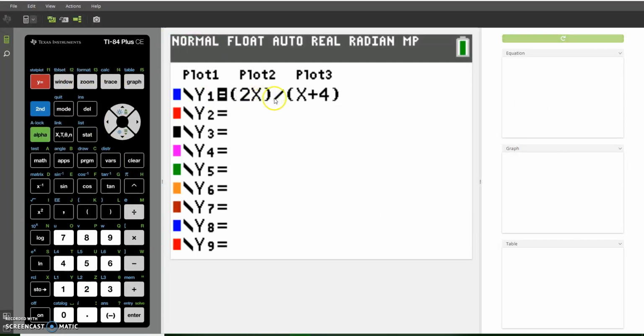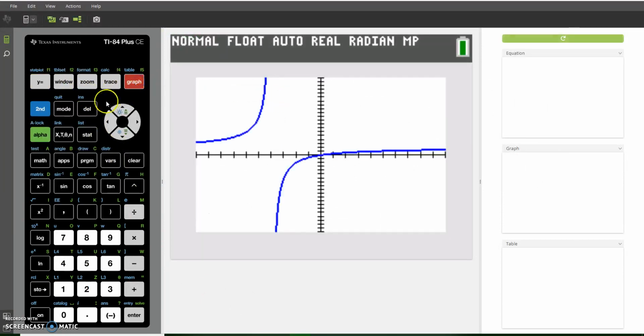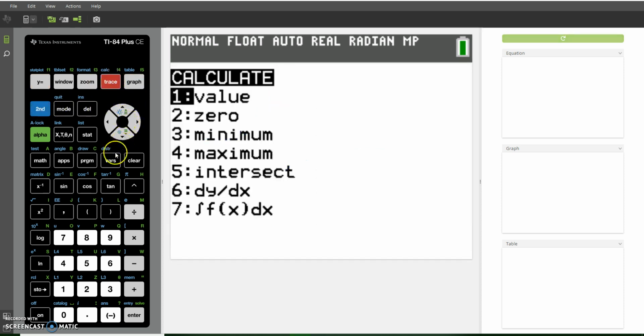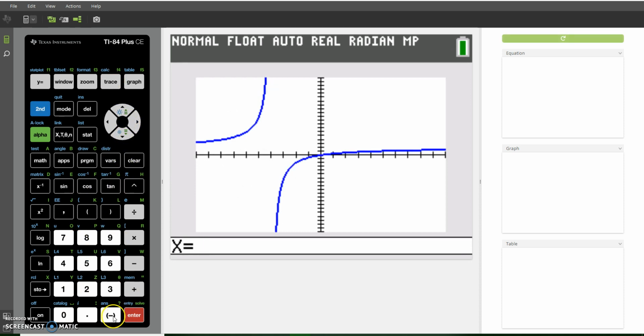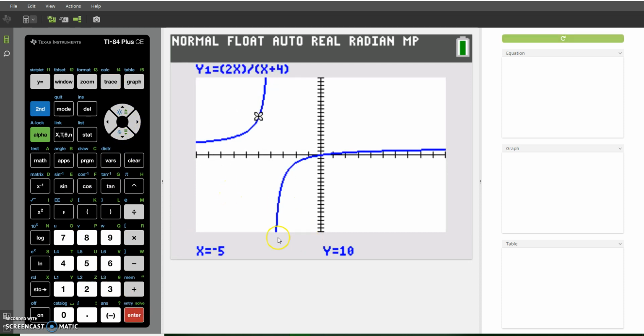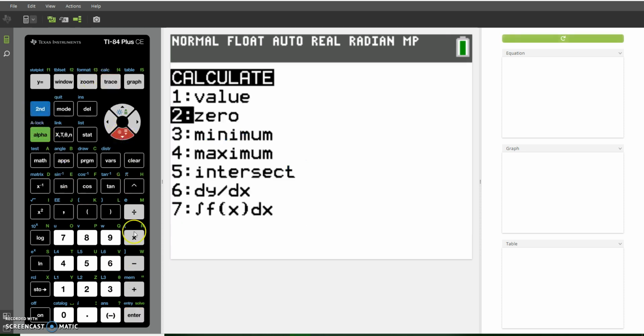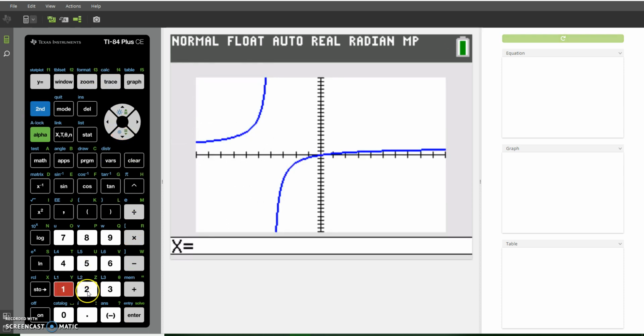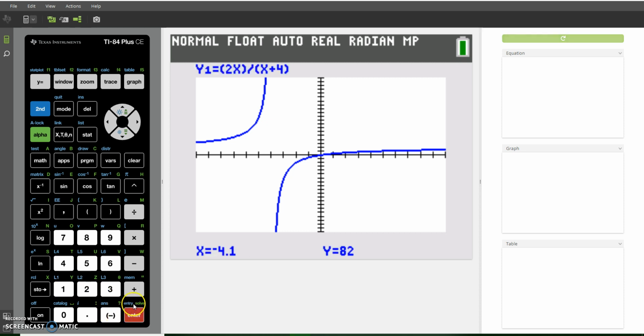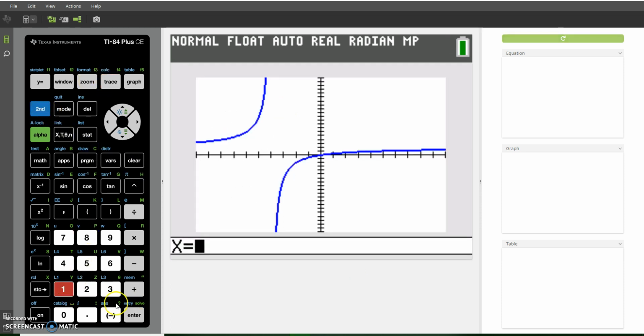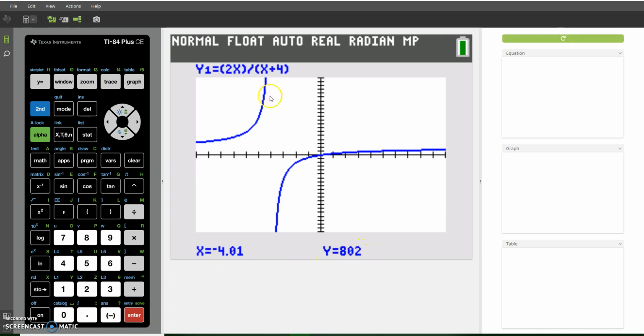So I typed in my function. I'm using parentheses around the top and bottom. Here's a graph of what we're looking at. And to get really quick numbers, I'm going to do value, and I'm going to type in -5. Notice I'm at 10. So write that down in your table, 10 for -5. If I go to value, and let's do number 1. This time, let's get even closer. Let's do -4.1. Now I'm all the way at 82. I'm so high up on the graph that I can't even see it. If I do it one more time, and let's do like -4.01, I'm at 802. I'm way up on the y-axis here.